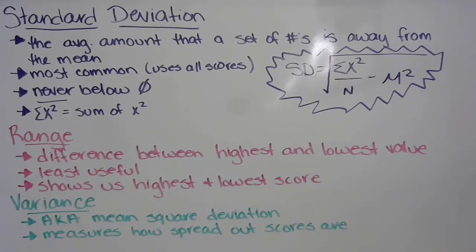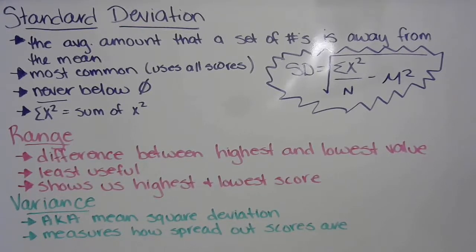When we're looking at variability, we also are going to deal with range, which is the difference between the highest and the lowest value in a set of numbers. This is the least useful measure of variability because it basically just shows us the body of scores. It just shows us the difference between the highest and the lowest score. But it is useful in the fact that it shows us what the highest and lowest score are.